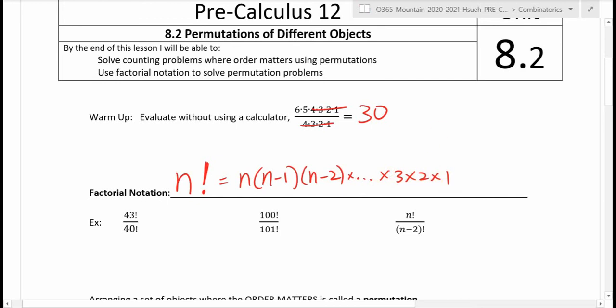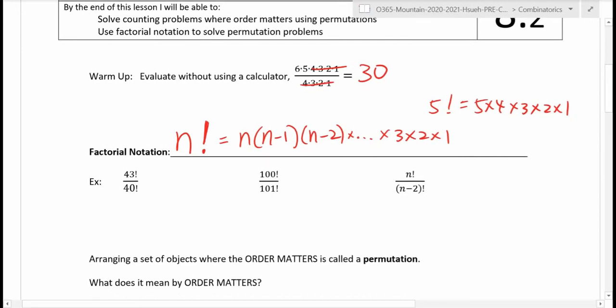For example, 5 factorial means 5 times 4 times 3 times 2 times 1. So you're simply multiplying by the number that's one less than the previous one. Let's look at these three examples here. By the way, there is a factorial symbol on your calculator, so look for that button. We're going to use it.